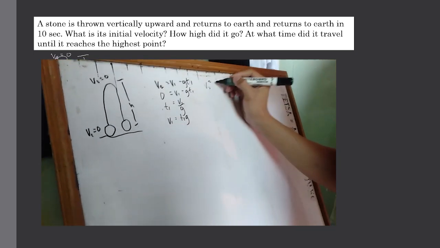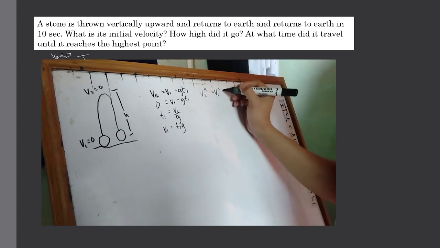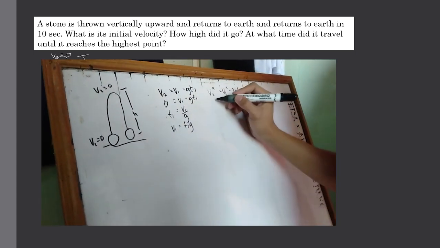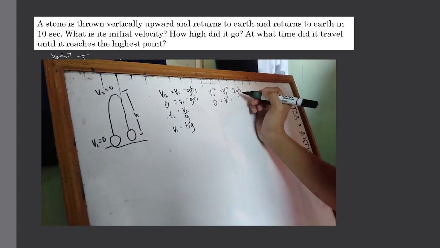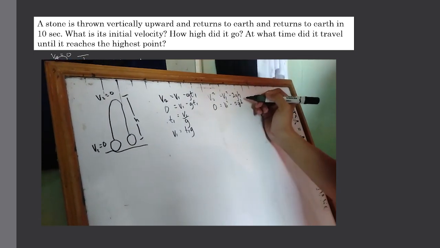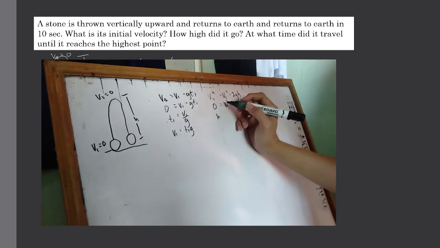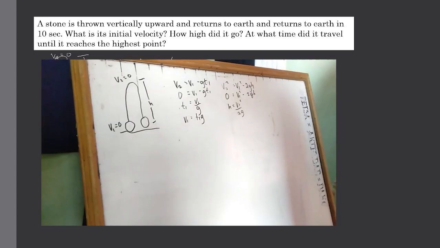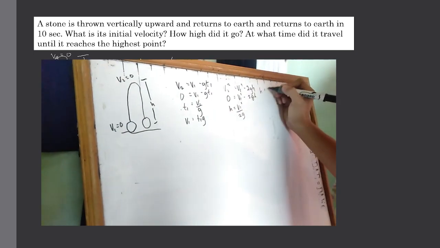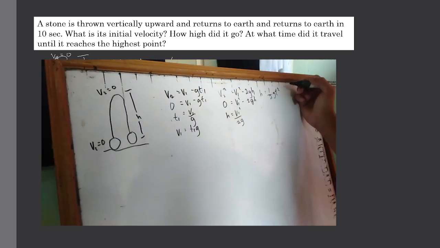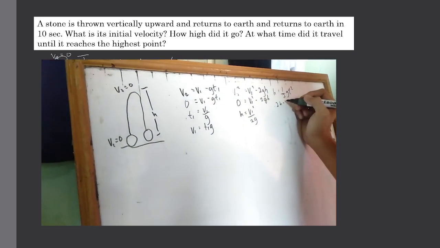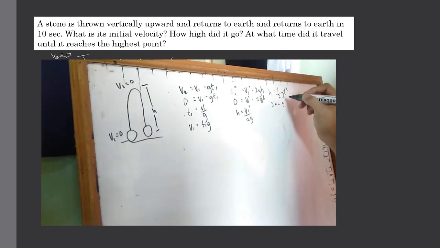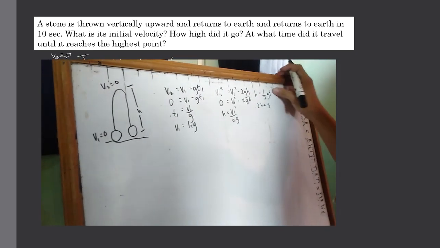V sub 2 squared is equal to V1 squared minus 2G times height. Since it is in terms of gravity, V2 is 0, so 0 is equal to V1 squared minus 2G H, so H is equal to V1 squared over 2G. So we have H is equal to 1/2 G T squared.